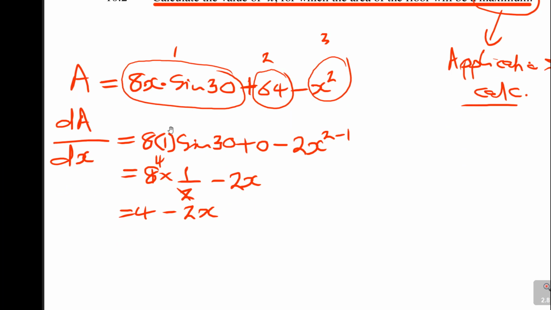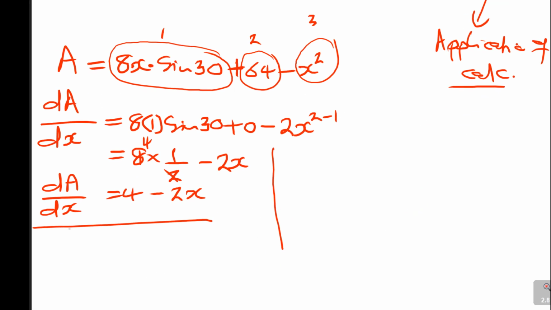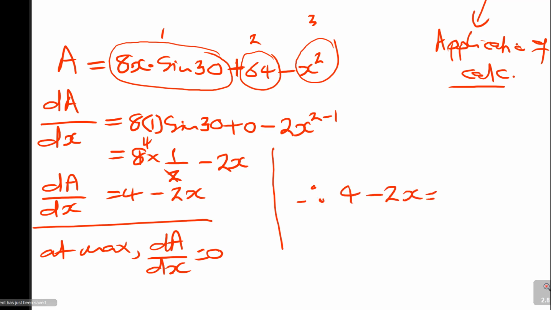So look at this. Here you are saying dA, change in A over change in x. So dA over dx is that. But now, remember they said maximum. When they say maximum, you are back again to maximum and minimum. You must know here that f prime x at maximum is equal to what? 0. So that's what you do here, you state that at max dA over dx is equal to 0. Then you conclude, therefore 4 minus 2x is equal to 0.